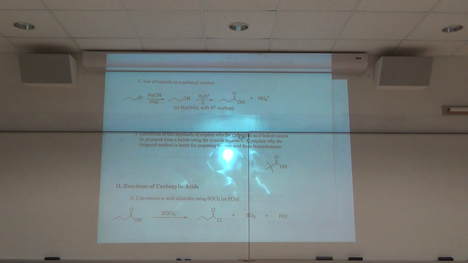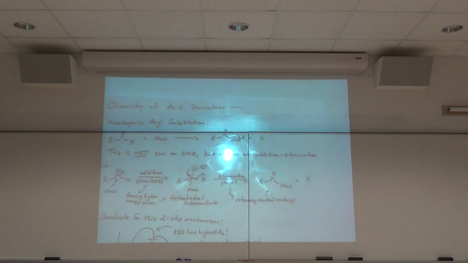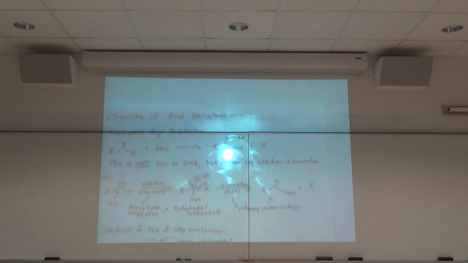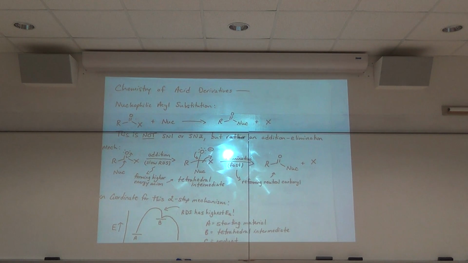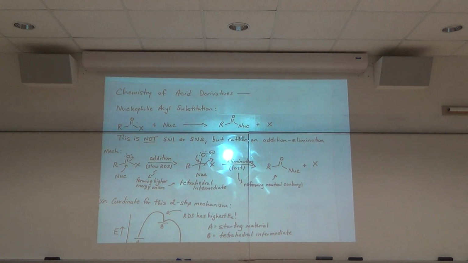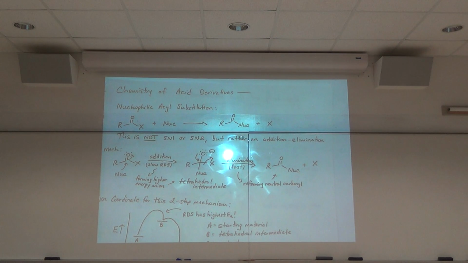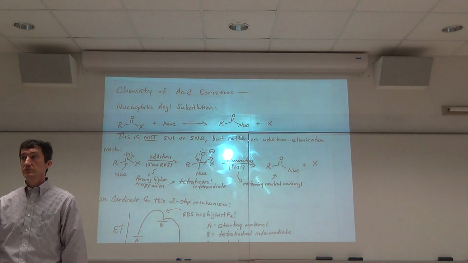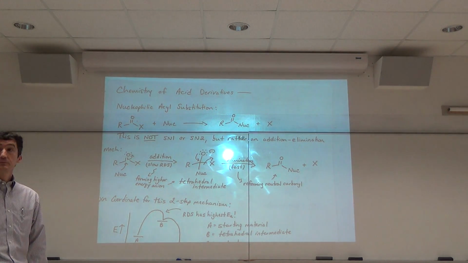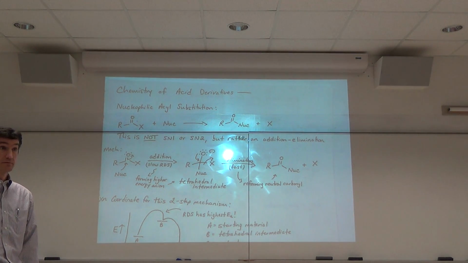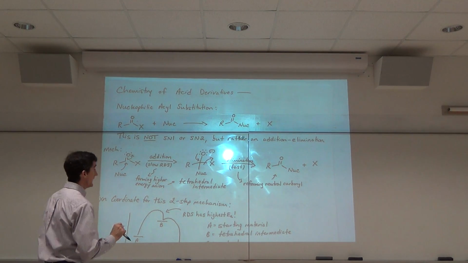Okay, reactions of carboxylic acids. I think we should move to the other page before we start that and look at the general mechanism. Chemistry of acid derivatives. It's pretty much going to be one predominant mechanism for acid derivatives. Just one. And it's called NAS.